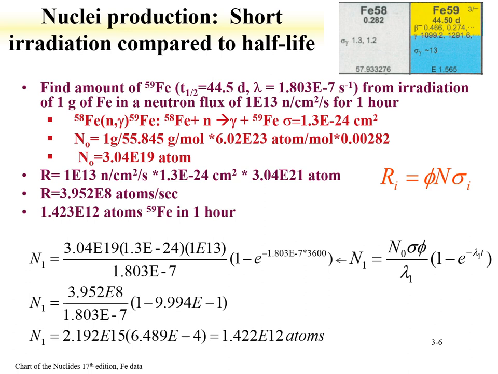So we use this equation. Let's plug in the terms. The number of iron 59 atoms that are made is equal to the number of target atoms times the cross section times the flux divided by the decay constant times 1 minus e to the minus decay constant times the time. That's the only place where the time really comes in. And this is basically providing a saturation factor. It says what percentage of the material is available.